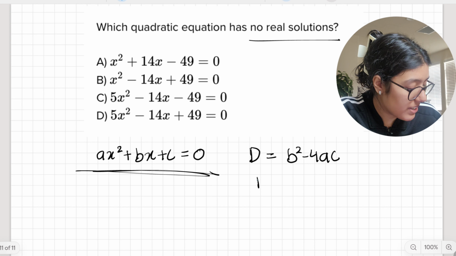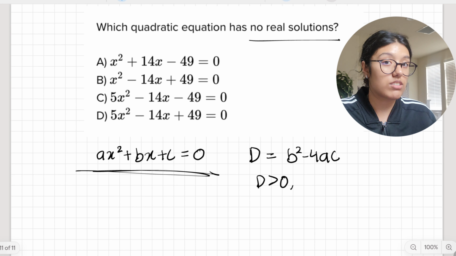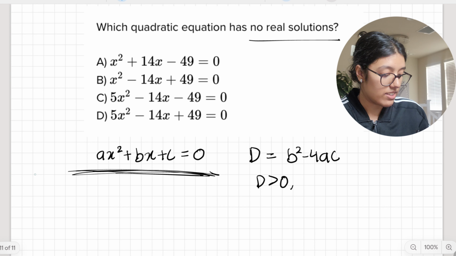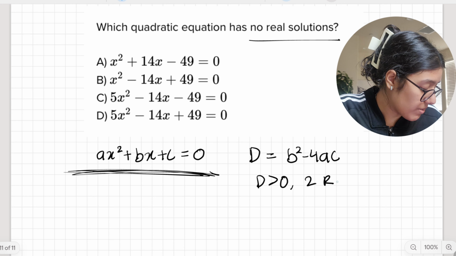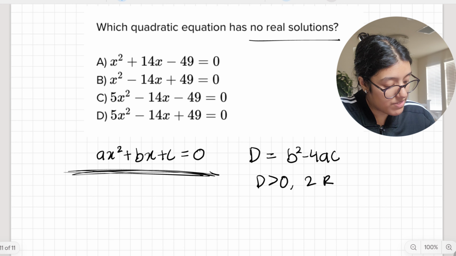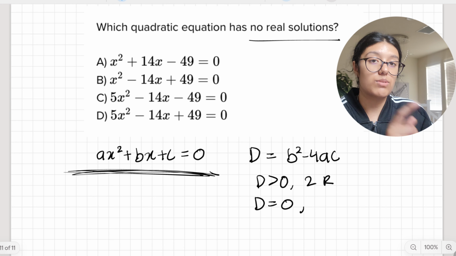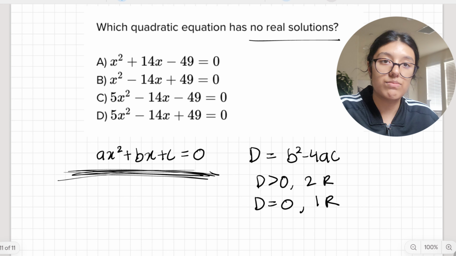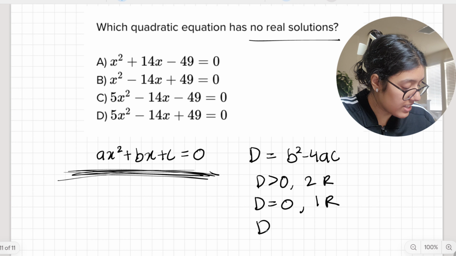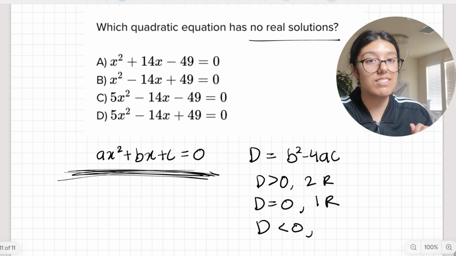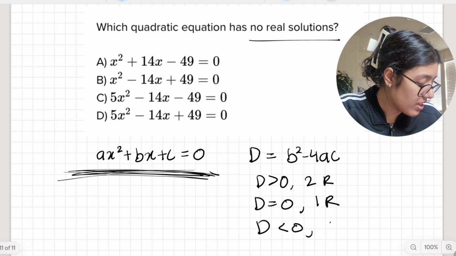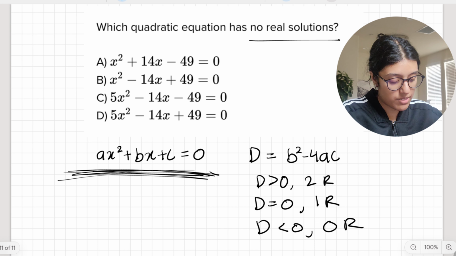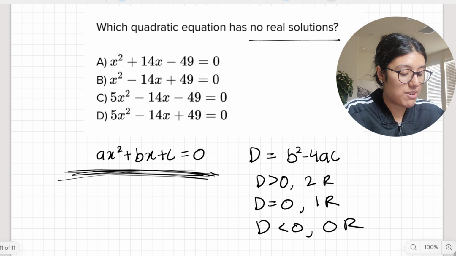For example, if D is greater than 0, then that means the original equation, aka this, will give you 2 real number solutions. If D is equal to 0, that means the original equation over here will give you 1 real solution. And finally, if D is less than 0, it means that equation doesn't have any real solutions. So 0 real solutions.